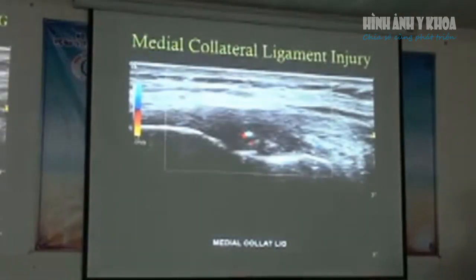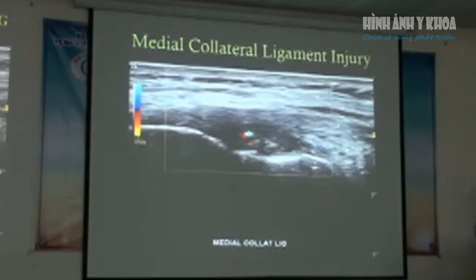So you can see here, this is a patient who twisted their knee playing sport, and you can see here that the proximal aspect of the medial collateral ligament is very thick. It's hypoechoic and it's starting to get a few little blood vessels in it.